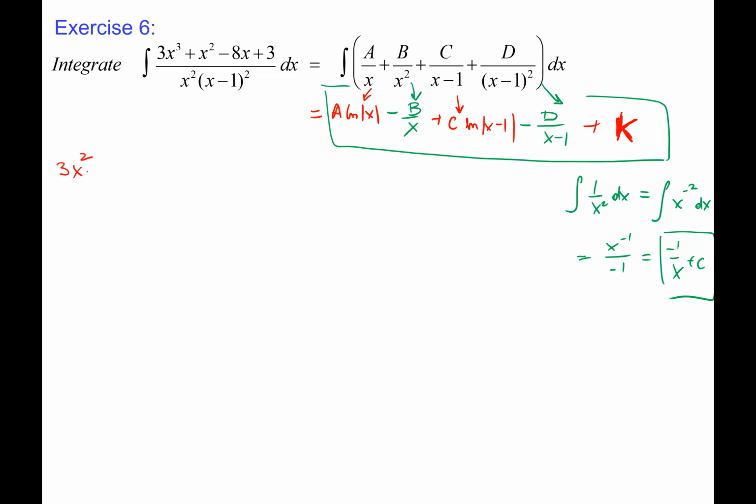3x squared, 3x cubed, 3x cubed plus x squared minus 8x plus 3. Okay, now looking at all of these 4 fractions, I know that the common denominator is x squared, x minus 1 squared.